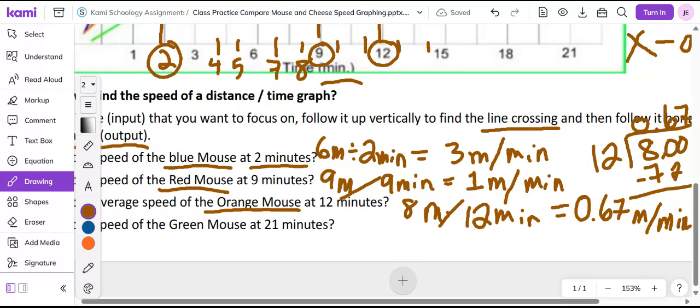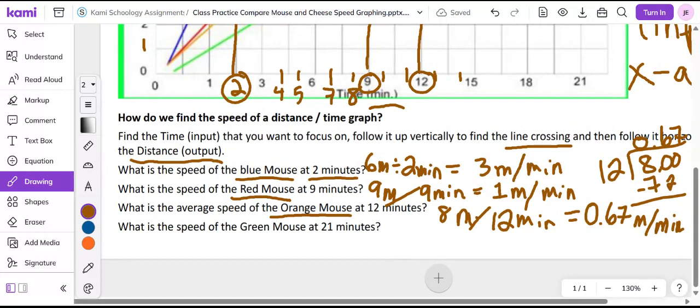So going back to the blue mouse, we have 3 meters in 1 minute. The red mouse, we have 1 meter in 1 minute. Now the orange mouse is going slower. That is less than a meter in a minute. All right, so we're going to go to the last one.